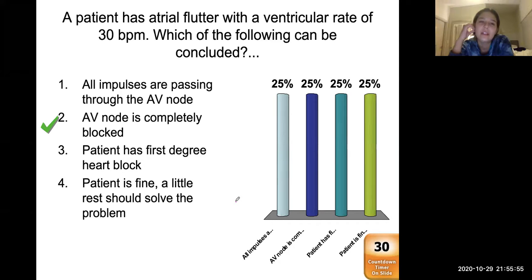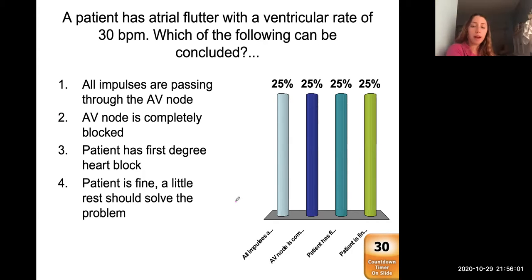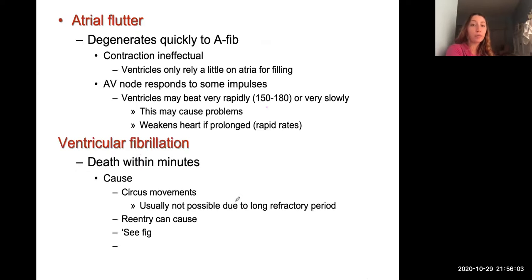Can you give me the definition of atrial flutter again? I'm sorry, my iPad died, so I can't. Okay, let's go back because I gotta make sure I'm correct.